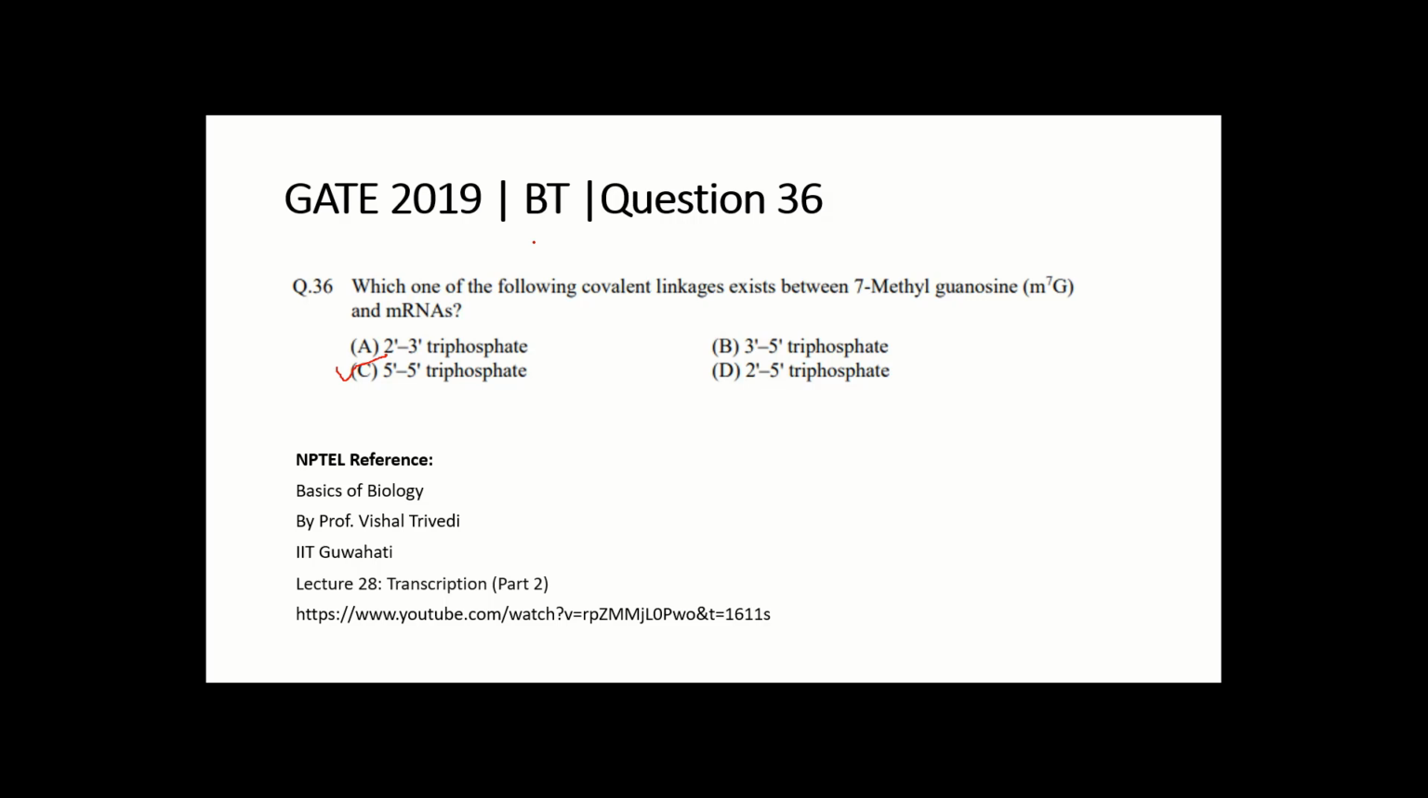Hello everyone. In this video we will discuss question number 36 of GATE 2019. Which one of the following covalent linkages exists between 7-methyl guanosine, M7G, and mRNA? So this question came from the chapter of mRNA processing.